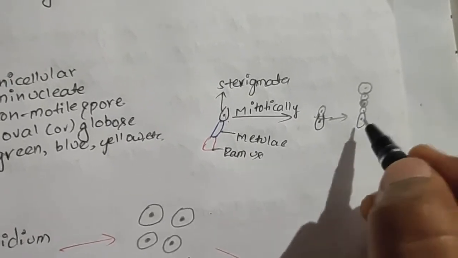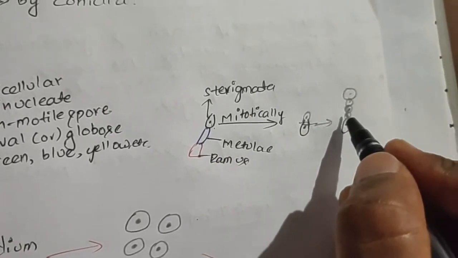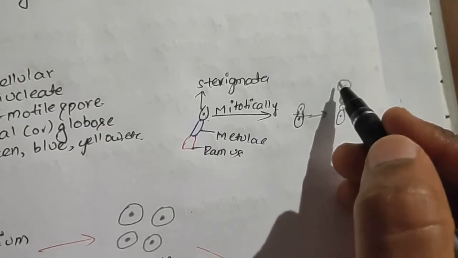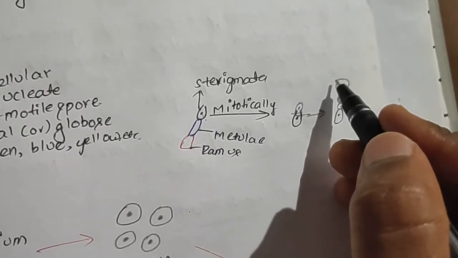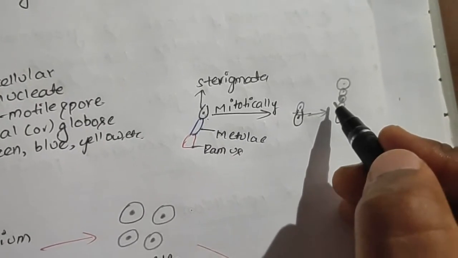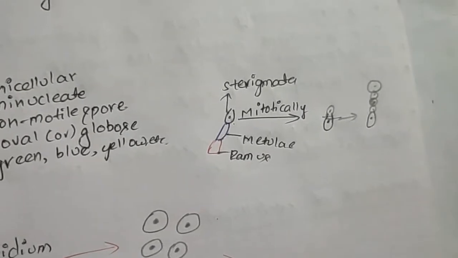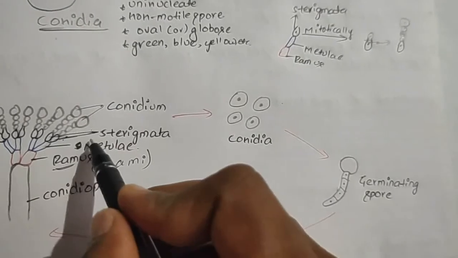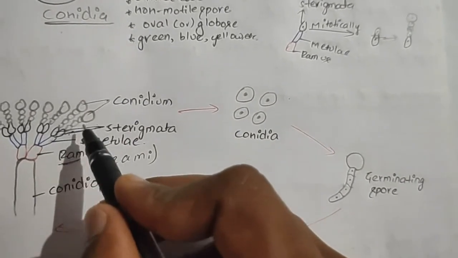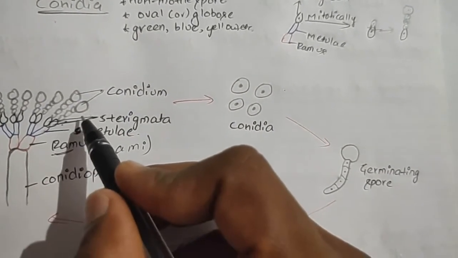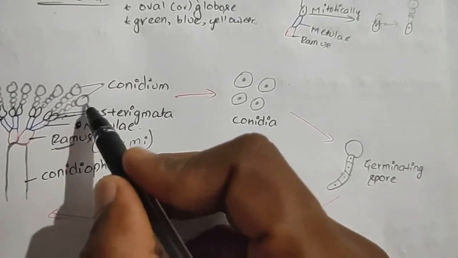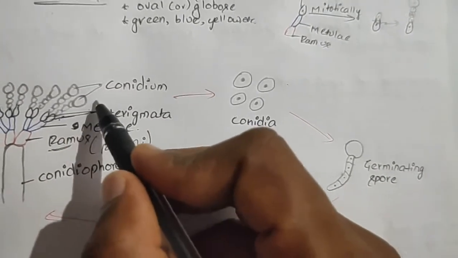basipetal arrangement. Basipetal means the older ones, the first formed, are present away from the mother cell, and the newly formed ones are present towards the sterigmata or the mother. By this process, a chain of conidia is developed. The conidia are arranged basipetally. Therefore, the younger ones are near the mother and the older ones are away from the mother.